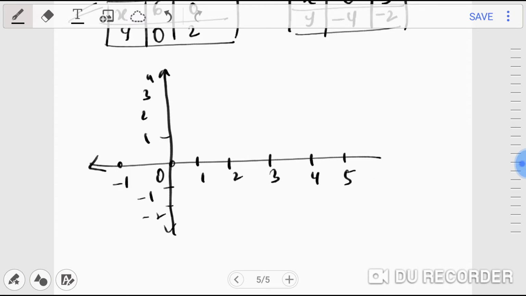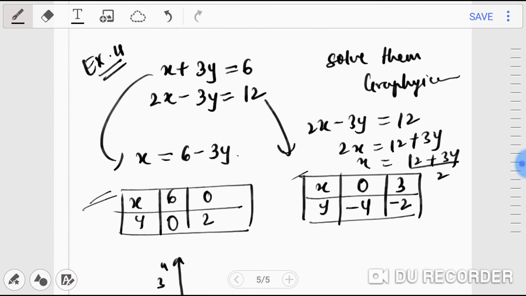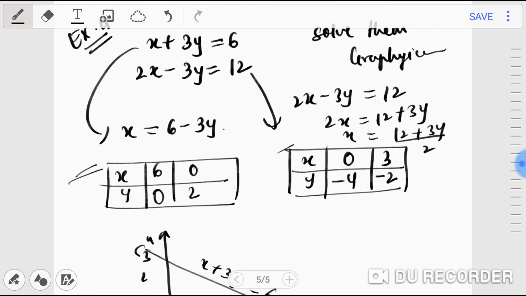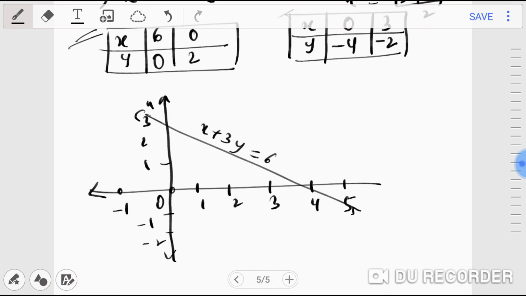So you will notice that when you are projecting your graph for the equation, your first equation x plus 3y is equal to 6, you will get a slope like this. So this is x plus 3y is equal to 6. And when you are projecting your second equation, that is 2x minus 3y is equal to 12, onto the graph, your graph will be something like this. So that will be 2x minus 3y is equal to 12. So that's your graph for this.